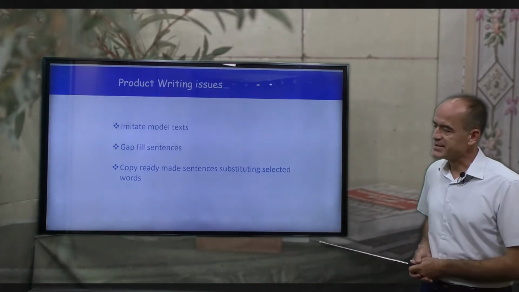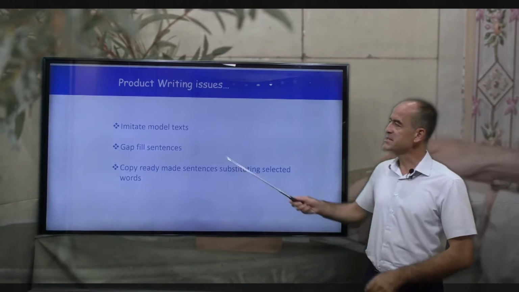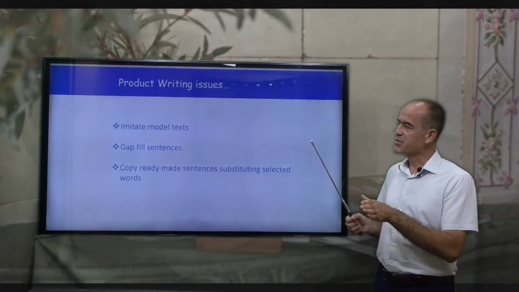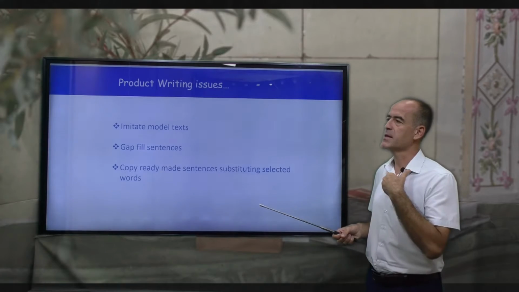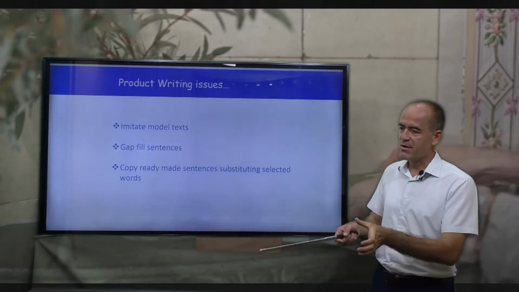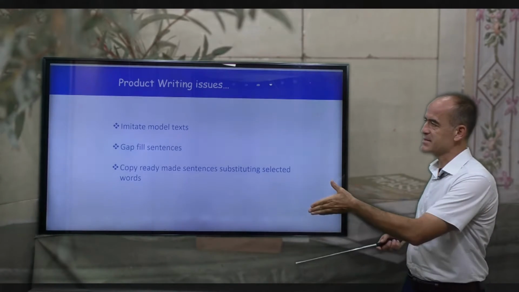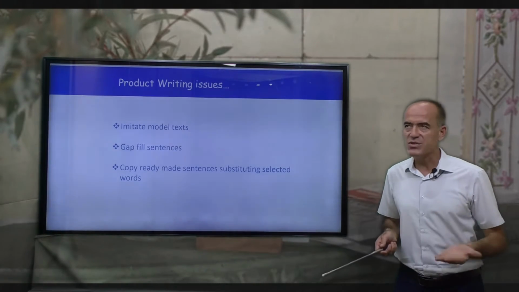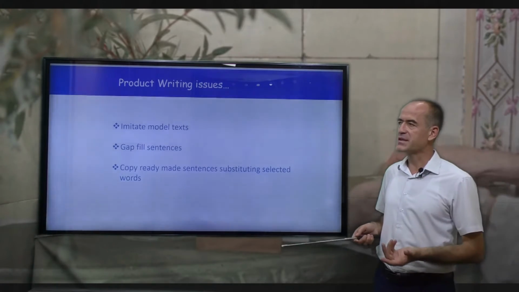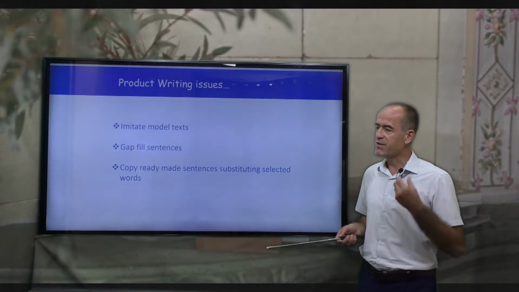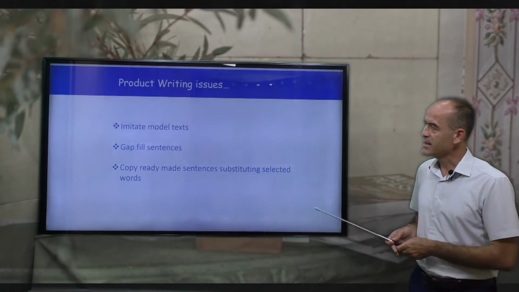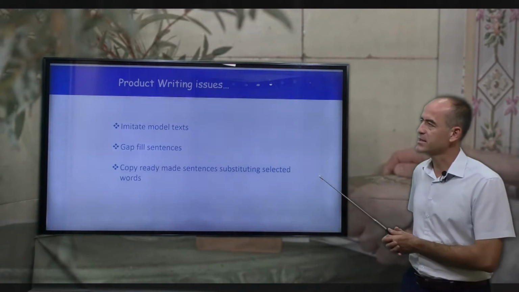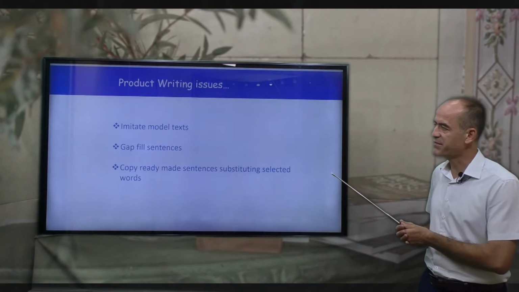In this type of writing, students just imitate model texts. They just change some information in the text and create new information about themselves and insert it in the text. In this process, students do not use any language skills or any critical thinking skills. They do not develop their writing skills. That's why this type of writing is considered to be not so effective.